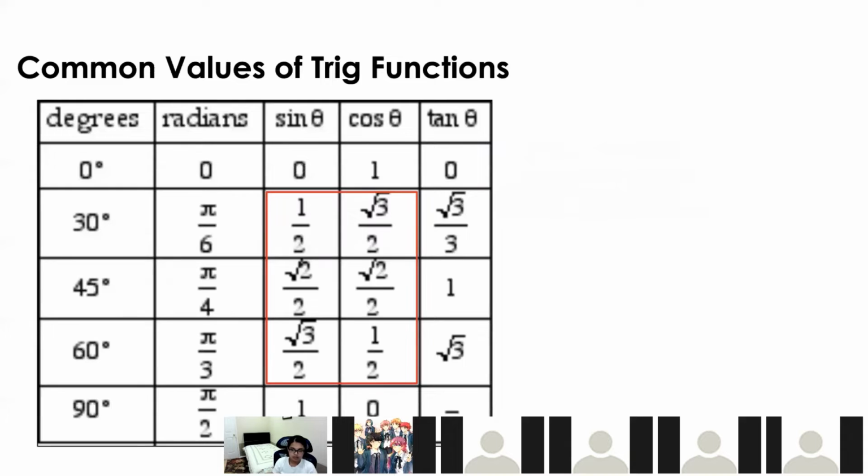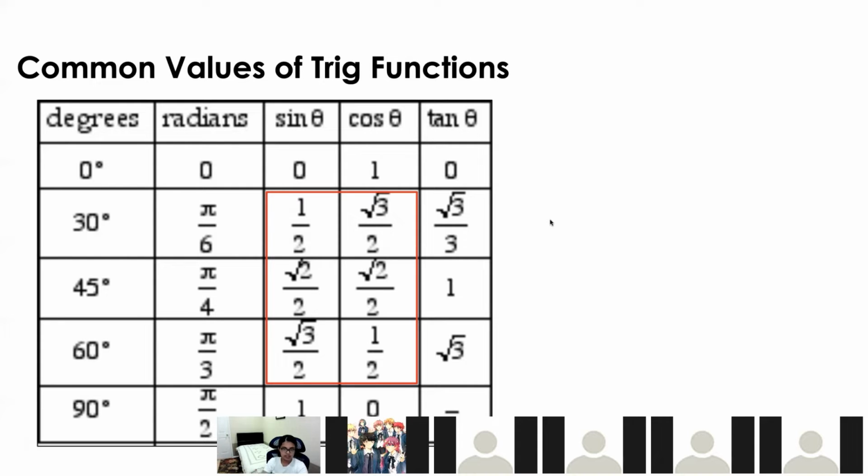Okay, so the next thing we'll be looking at is just common values of trig functions. So nothing much to say. You should just memorize these basically, especially the red ones, because they show up a lot in math competitions. So yeah, I'll just skip this slide because I'll post this in Classroom. You can look at it in your own time.